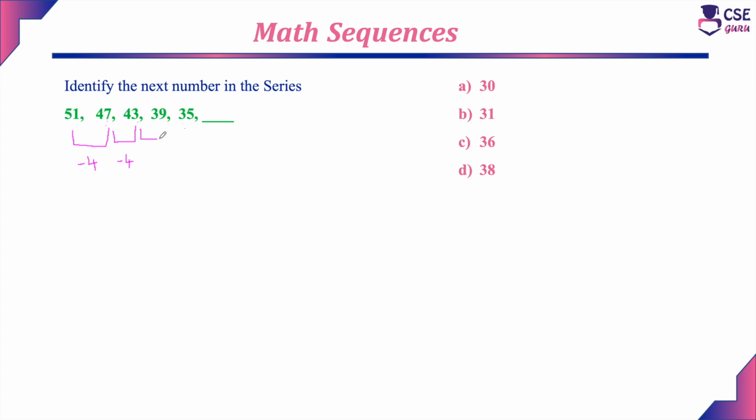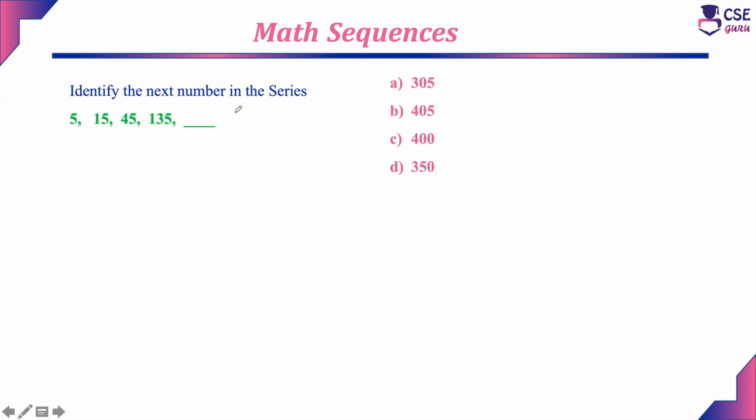Next, the difference between third and fourth term is 43, 39. This is also minus 4. The difference between fourth and fifth term is 39 minus 4, 35. So this is a pattern of minus 4, right? So the difference between the fifth and sixth term is also minus 4. So 35 minus 4, we will get 31. So the correct option here is option B, 31.